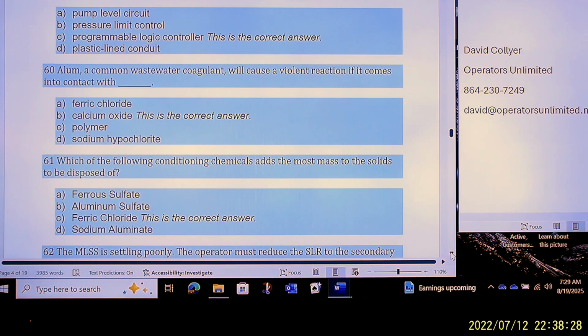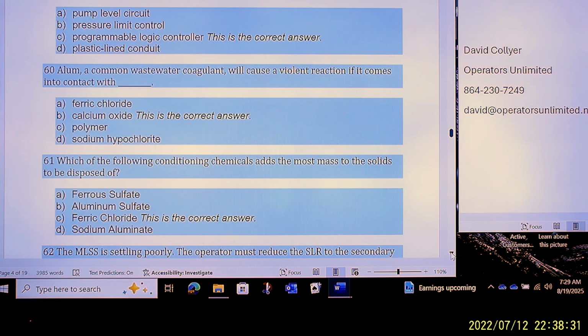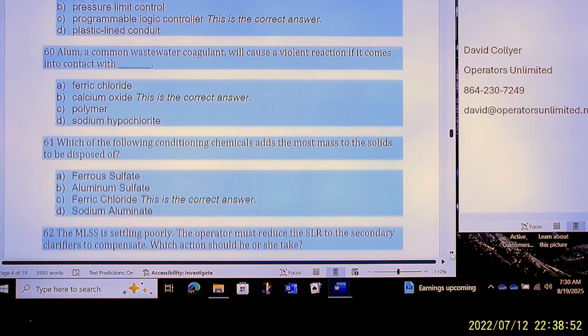59. In the wastewater industry, PLC refers to A, pump level circuit, B, pressure limit control, C, programmable logic controller, D, plastic lined conduit. The answer to 59 is C, programmable logic controller.